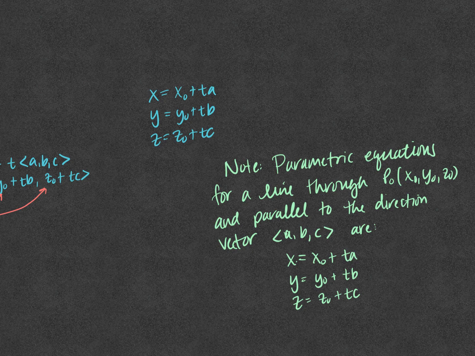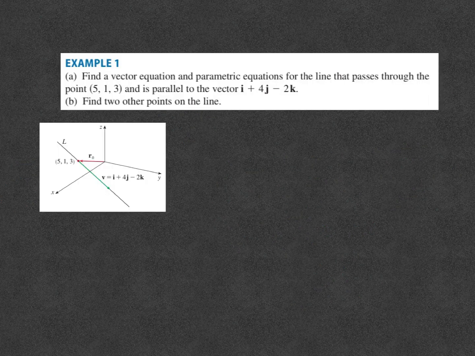What's important to notice is you're going through a point P sub o, and you have a direction vector ABC. And pay attention to the fact of where those go. Those both go on the right side, so you have a very general set of equations. So let's look at an example of one of these. Okay, the directions say find a vector equation and a parametric equation for the line passing through the point 5, 1, 3 and is parallel to the vector i plus 4j minus 2k. Notice they have bold instead of vector notation because that's what the book does.